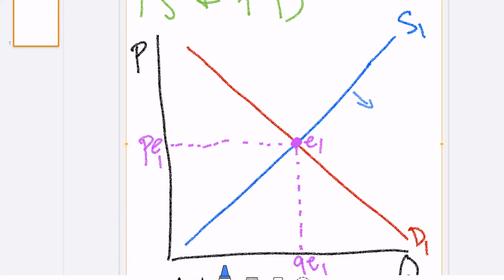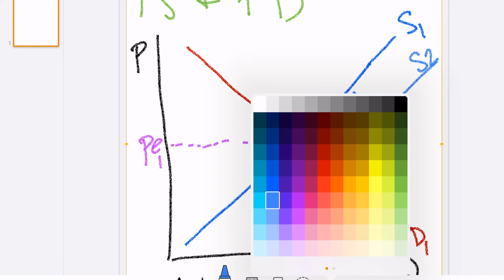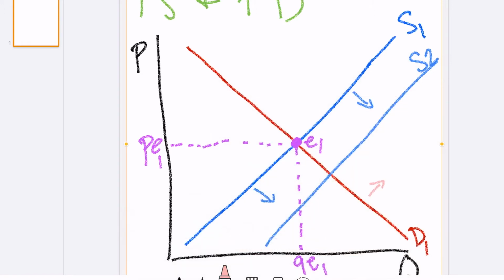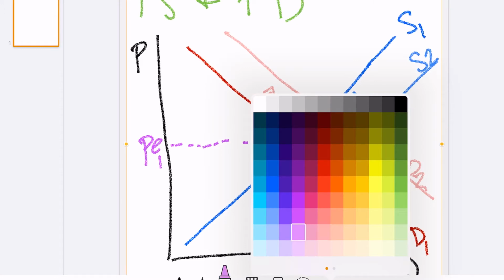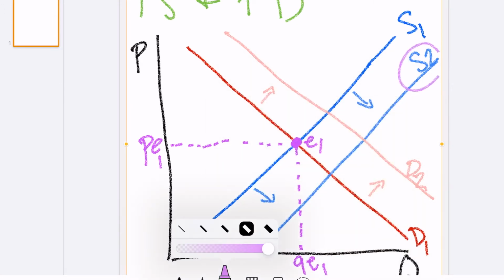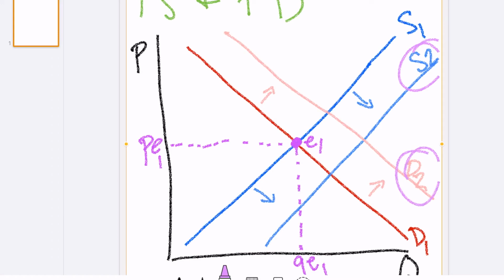So I'm going to shift supply to the right, label it S2, and then I'm going to shift demand to the right. I'm drawing my arrows to remind me of which way I'm going, and I'm going to label this new line D2. So now we need to find the new equilibrium. So we need to find where S2 meets D2, and that's going to be right here. And so we're going to label it E2.